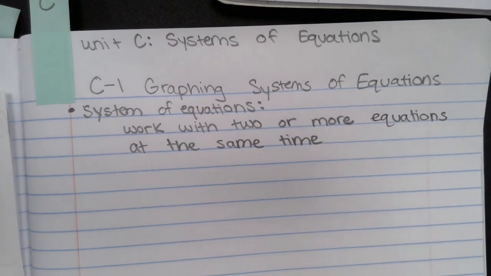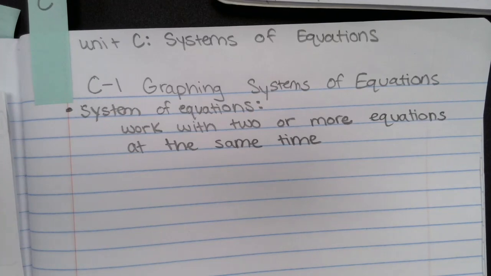Another way to think about it is system. System usually means there's a lot of moving parts in it. For example, the school system. It's not just our class. There's multiple classes and even the front office and everything that's going on.